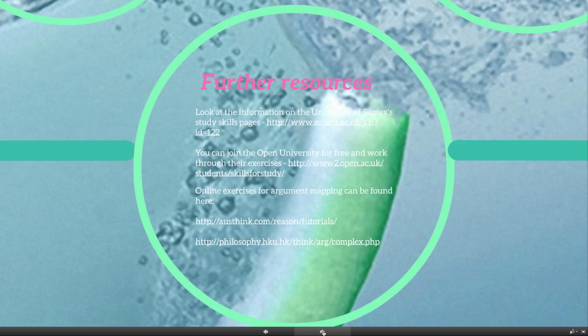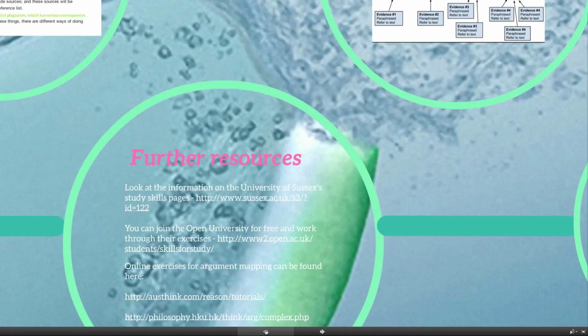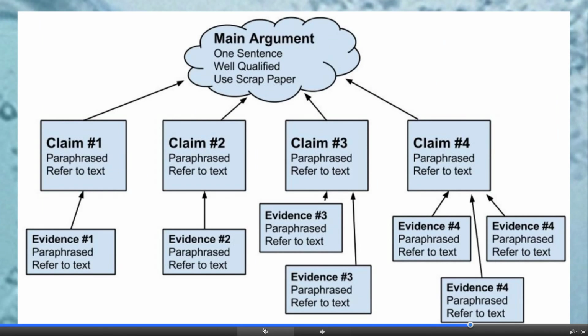So if you want any further resources, the information on the University of Sussex Study Skills pages is useful. Also the Open University, who provide a lot of free study skills courses. And there are 2 more links here which take you to online exercises for argument mapping, and they're well worth looking at if you think that idea of argument mapping would be useful to you. So those links will be there on the main course page when you go back to it.